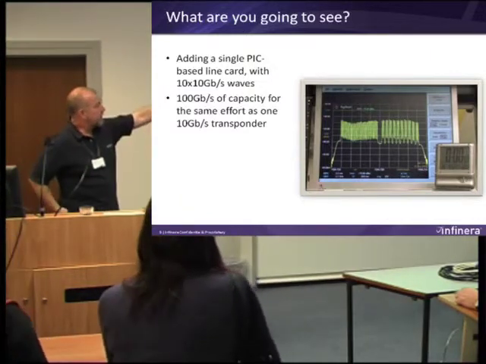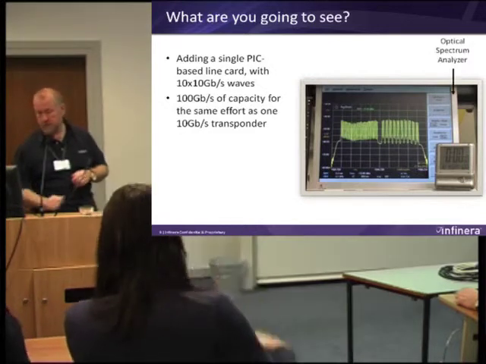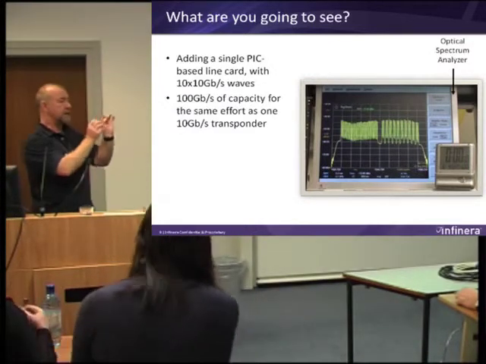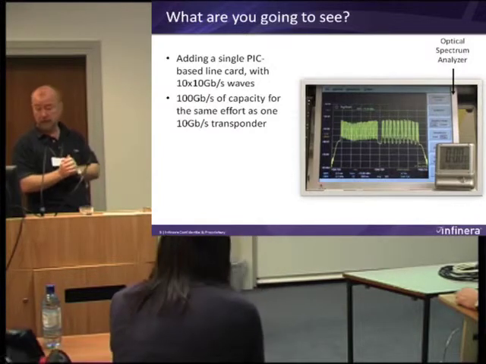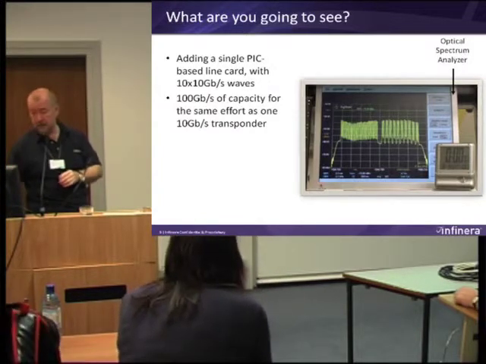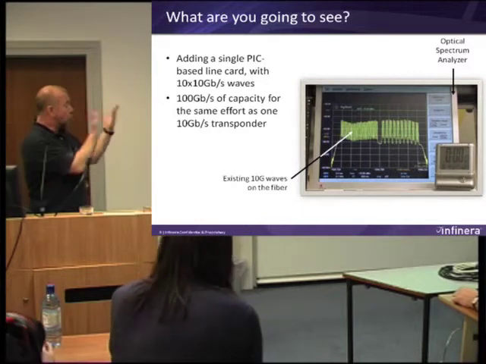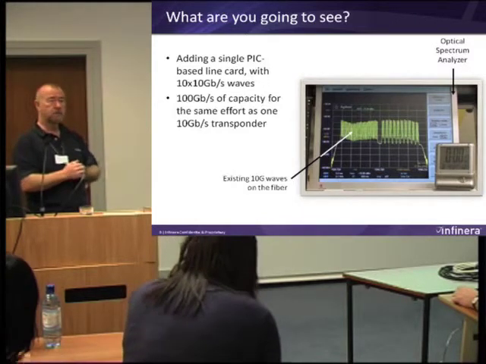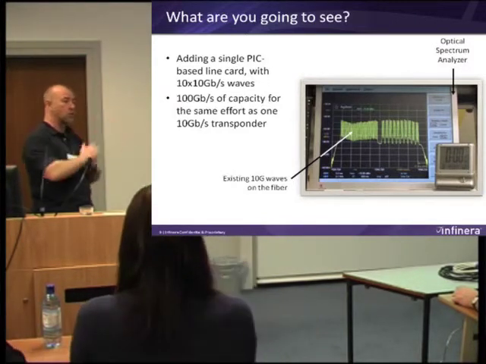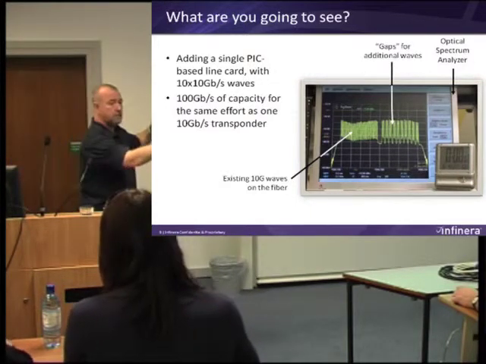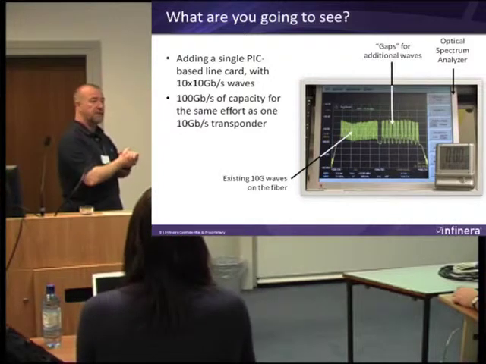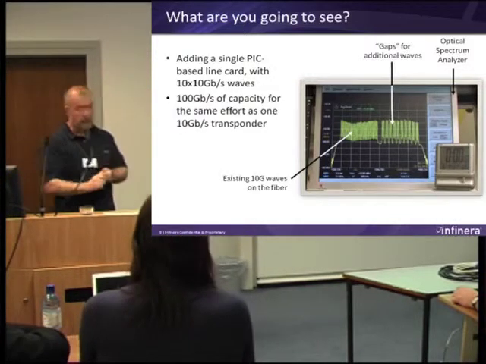What you're seeing here is called an optical spectrum analyzer, and it looks at the optical fiber and tells you if there are wavelengths already on that fiber. So here, there are a lot of peaks showing there are already wavelengths running on that fiber. The object of the exercise here is to add more capacity. And you'll see over on the right-hand side, there are some gaps. And those gaps are what we're going to fill in with the new card.